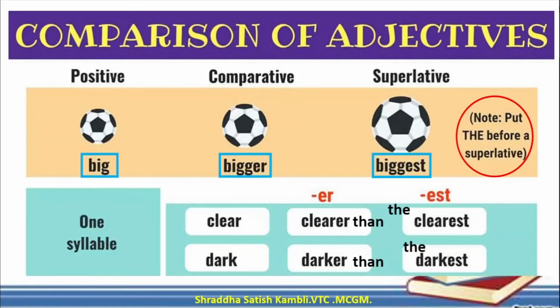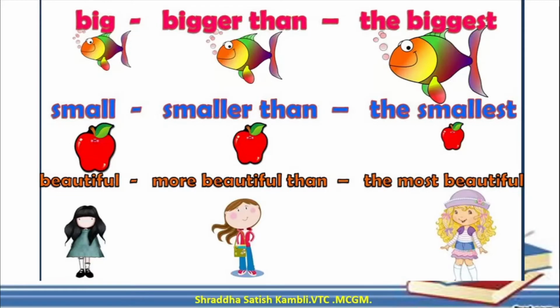Okay? So the water in this lake is clear. The water in that lake is clearer than the water in this lake. The water in the third lake is the clearest. Okay? So always remember to use than after the comparative degree and the before the superlative degree. Let's take some more examples.